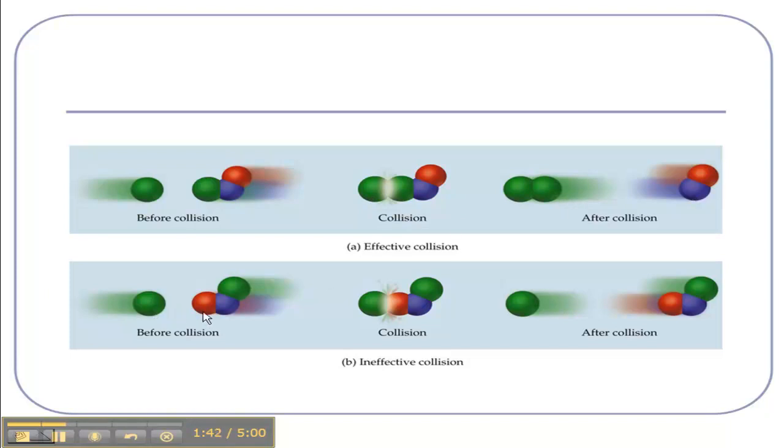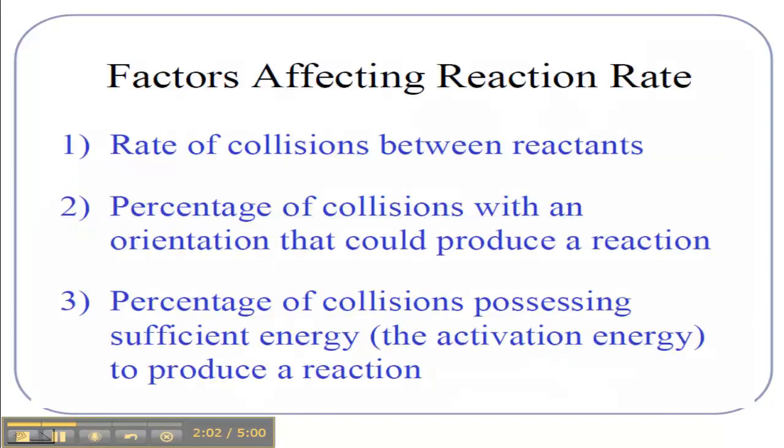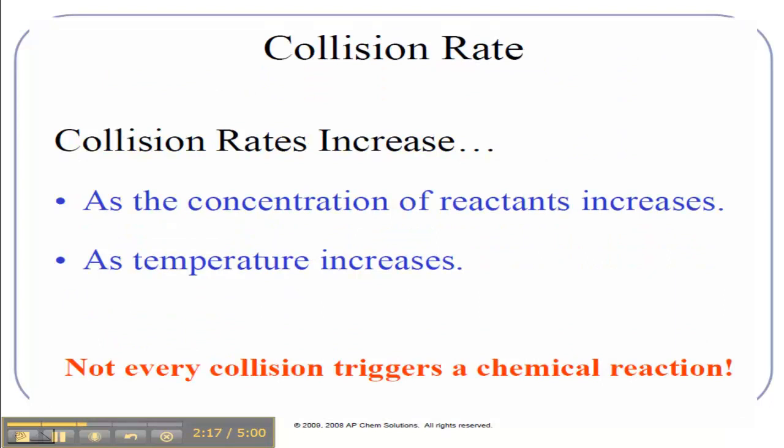If the chlorine does not hit the Cl, it's what we consider ineffective. And so it's basically just an elastic collision where this chlorine hooks up here with the nitrogen, and you can see that all it's done is just change positions, really. So we're going to consider the rate of collisions between the reactants, the percent of the collisions with the proper orientation, and the percent of collisions that possess enough energy, or the activation energy. So we're going to talk about all of these things.